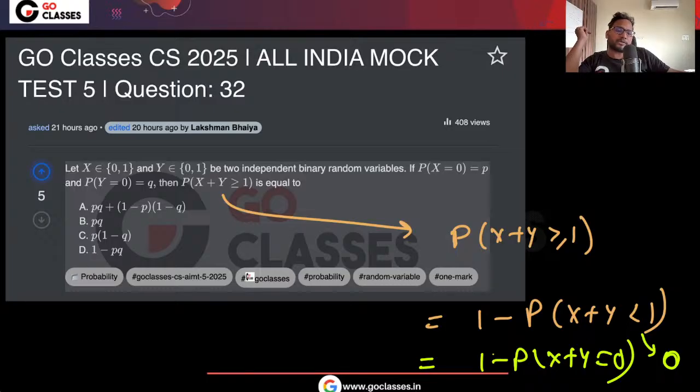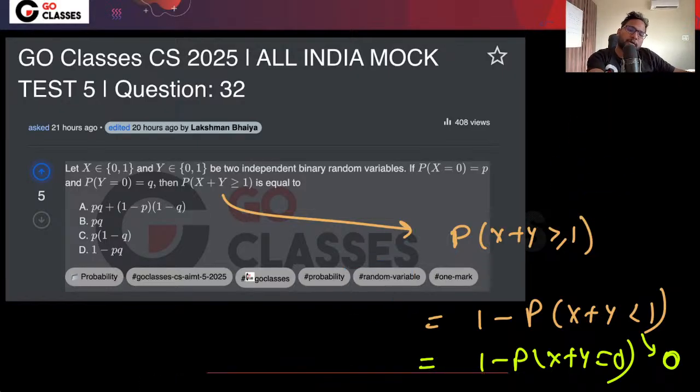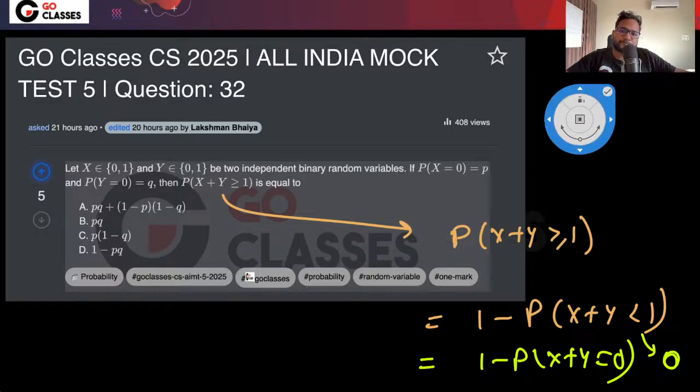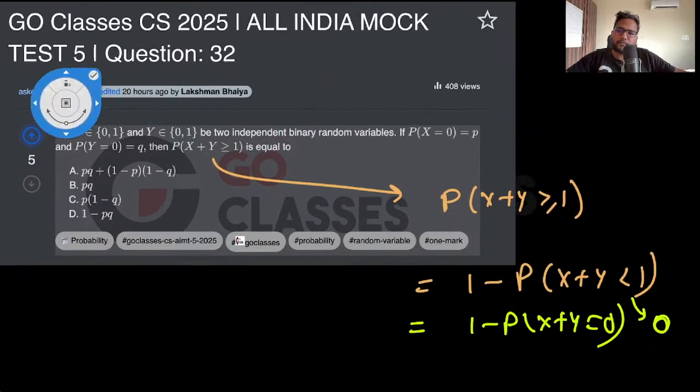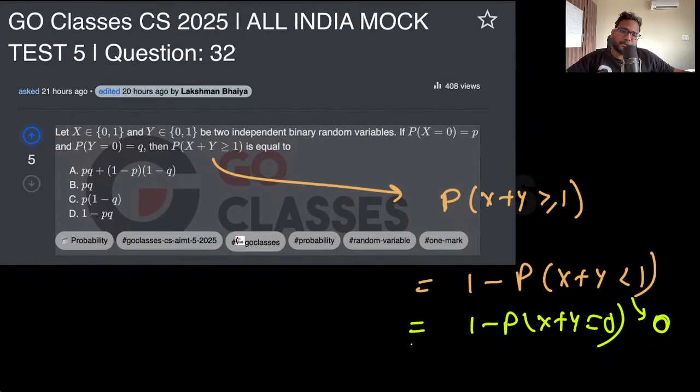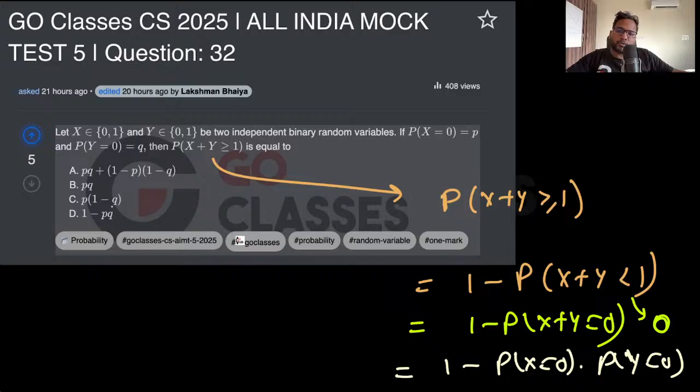So this is the same as 1 minus the probability of x plus y equal to 0, which means both are equal to 0. This is true only when x is 0 and y is 0. So this is the same as 1 minus the probability of x is 0 and y is 0, which is p into q. So that's why D is the correct answer. That was an easy question, but a nice question. That is the reason I have put this question in 1 mark.